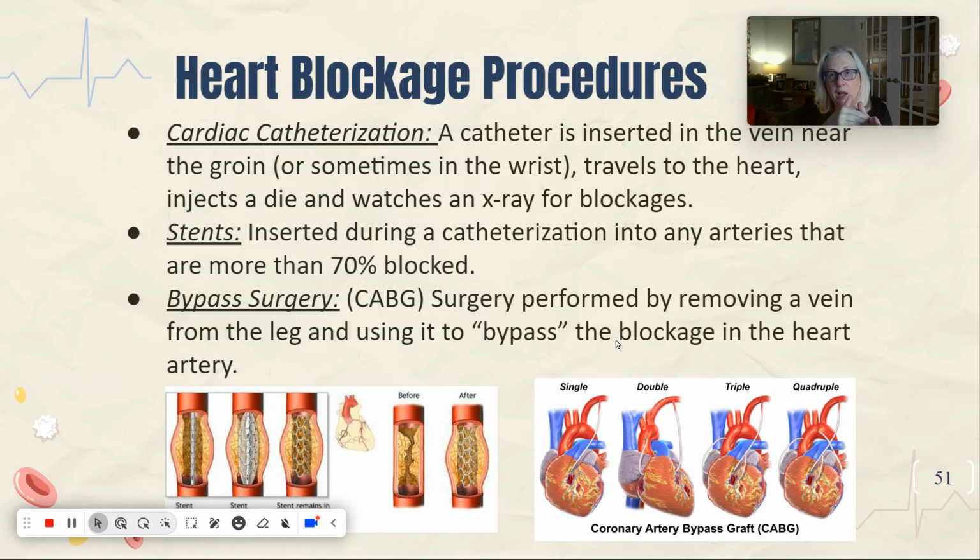They'll take a vein from your leg and they'll attach it. My blockage is here. They'll attach it above the blockage and then again below the blockage, and it creates a bypass highway around that blockage so that that lower part of the heart still gets oxygen. So if someone has a quadruple bypass, that's four. Quad is four. That means they had four blockages and they put four new pathways around those blockages.